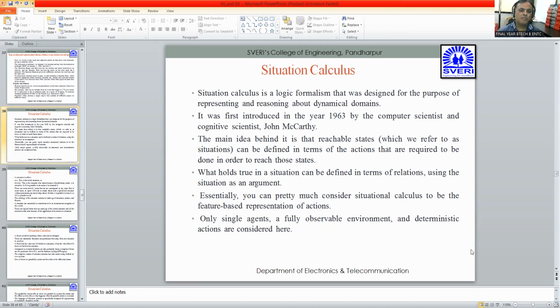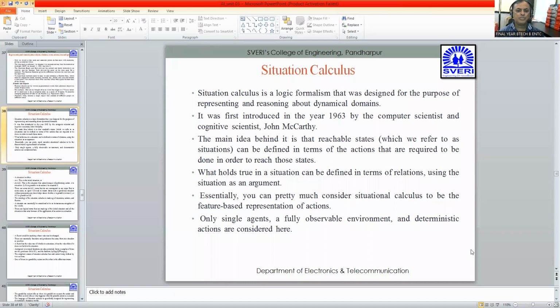The main idea behind it is that reachable states, which we refer to as situations, can be defined in terms of the actions that are required to be done in order to reach those states. So situation calculus is about the reachable states. They can be defined in terms of actions that are required to be done in order to reach those states. So events that are happening, and you can reach the states of those events by taking actions, is nothing but the situation calculus.